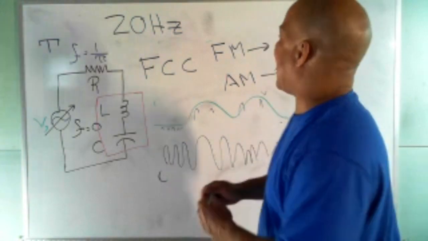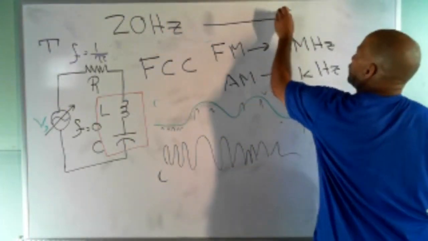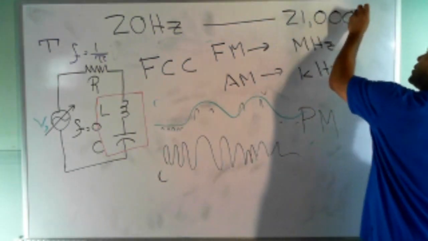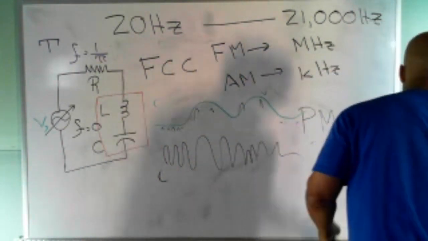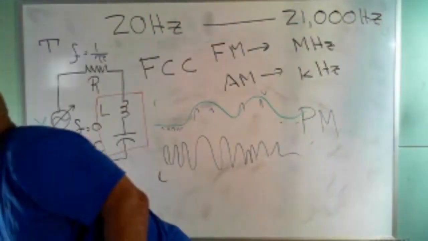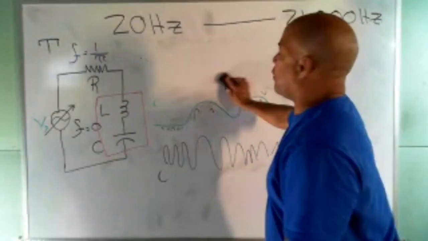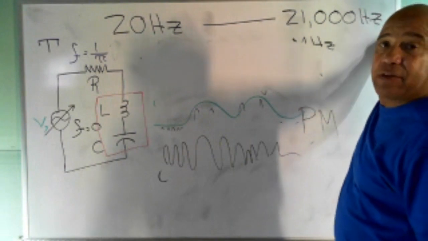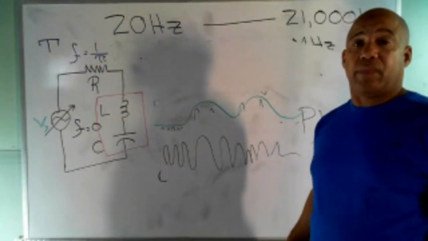What about the other end? The highest you can hear is 21,000 cycles per second. Now understand what I'm saying. I'm not saying there's no sound higher than that. There is. There are frequencies out there higher than that. I am saying you can't hear those frequencies.